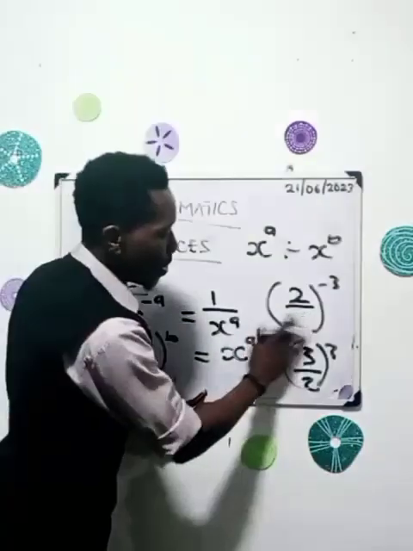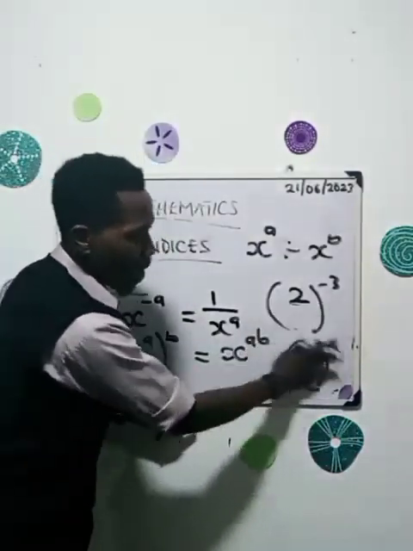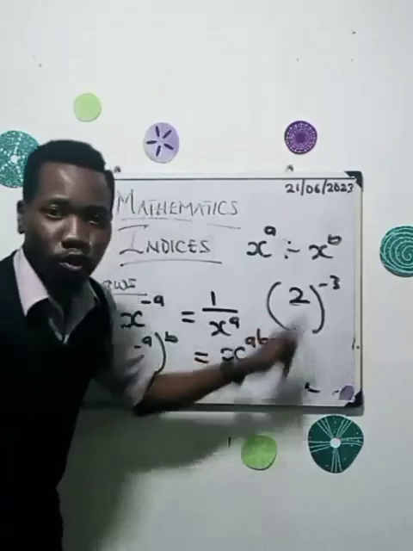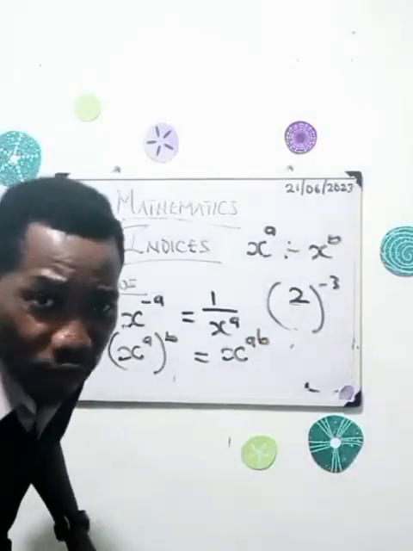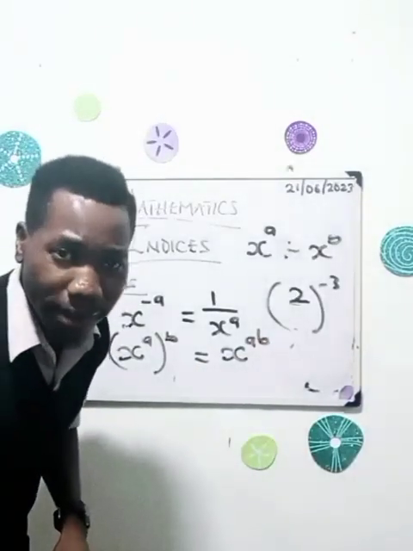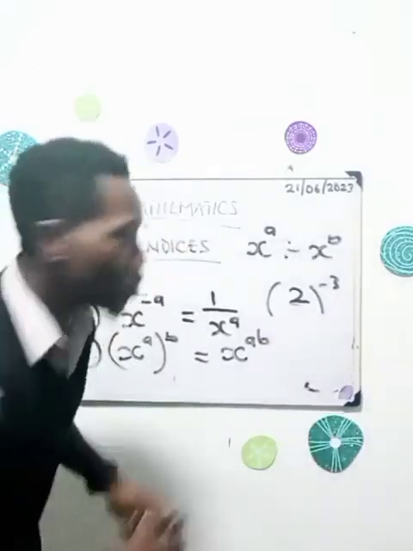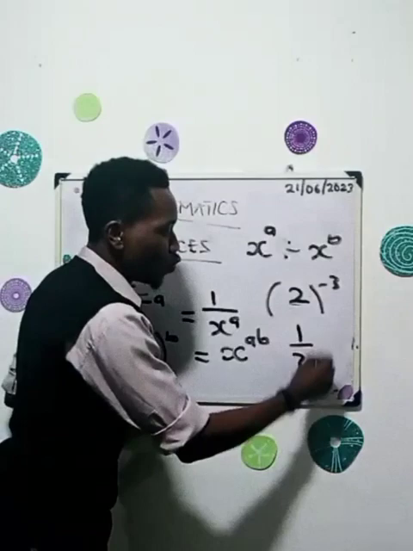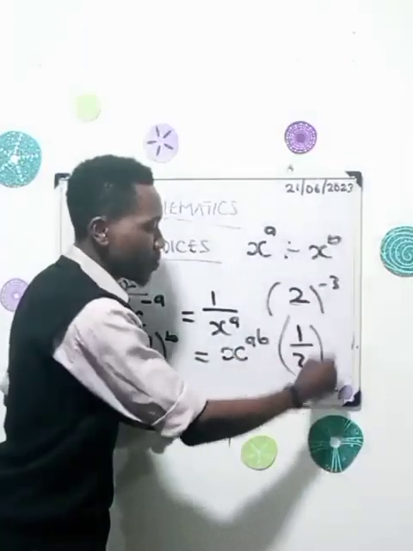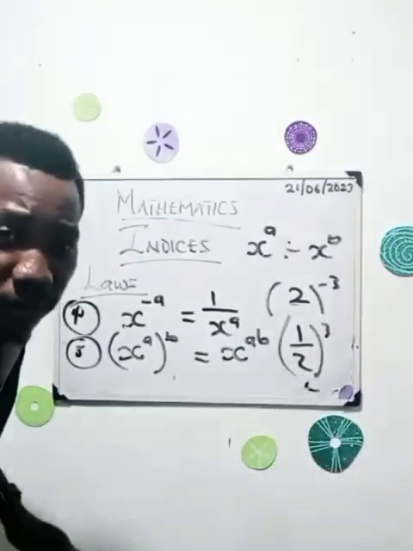But if it's just a single number like 2 raised to power minus 3, you are going to reciprocate 2 also. Now don't forget that 2 is the same thing as 2 over 1. So 2 over 1 becomes what? 1 over 2. So you're going to have 1 over 2, then raised to power 3. So that's what rule number 4 is saying.